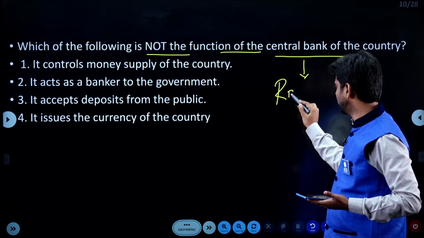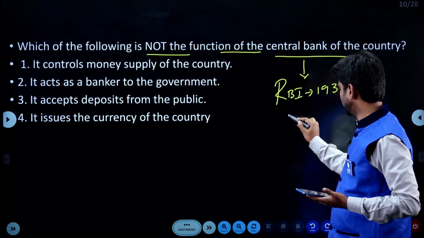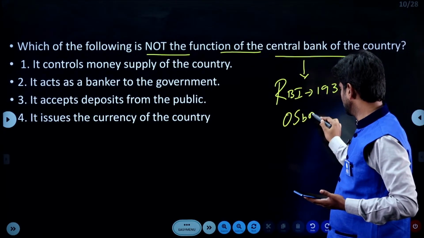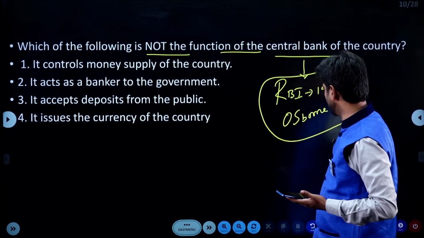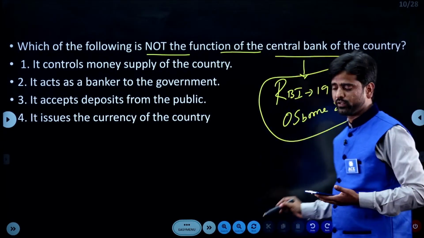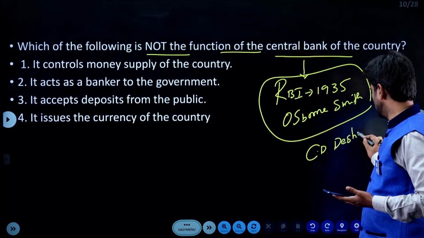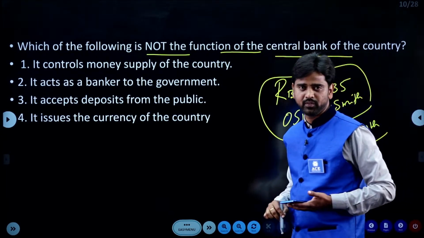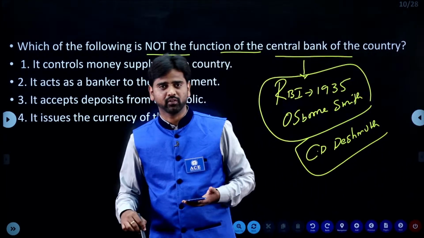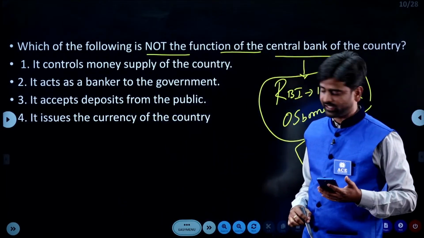Obviously, the Reserve Bank of India, which was set up in 1935, and Osborne Smith was the first RBI governor. And who is the first Indian RBI governor? C.D. Deshmukh. I'm just giving some supporting points so that you people can easily understand, guys. With a capital of 5 crore rupees, I think you people already know. So please try to answer it, guys.